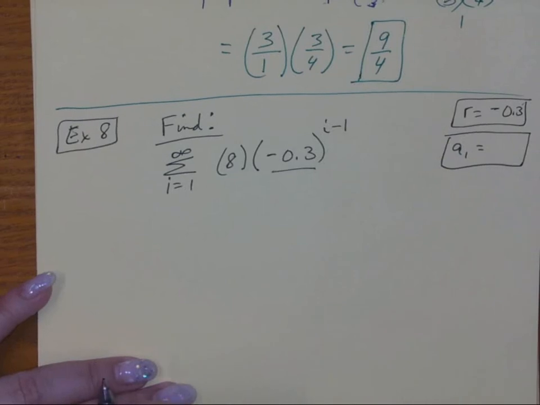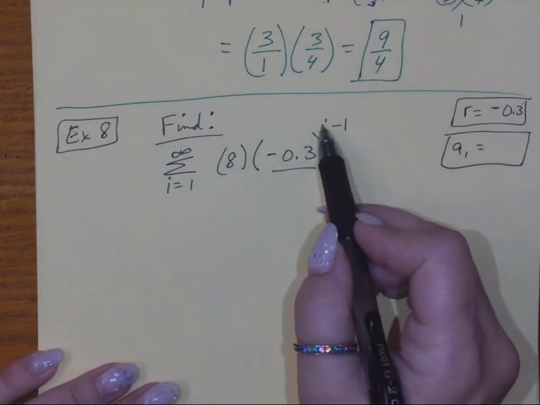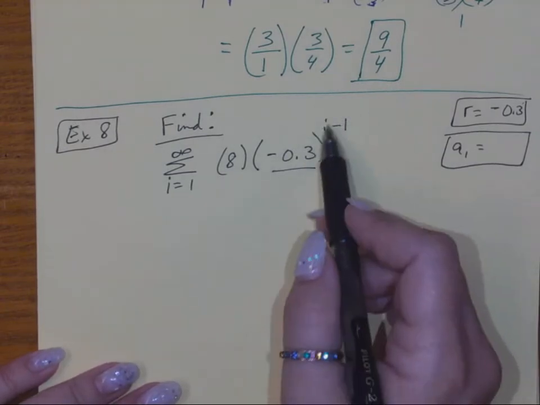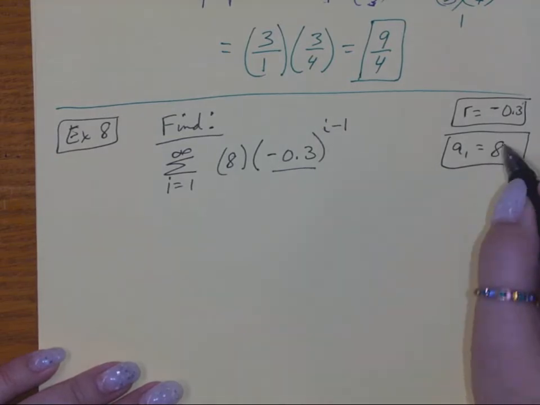I want you to do that real quickly. I will just tell you what it is so that you can be sure you know. Whenever I put in a 1, the 1 minus 1 is 0, and so anything to the 0 power is a 1. So this is 1 times 8 is 8.